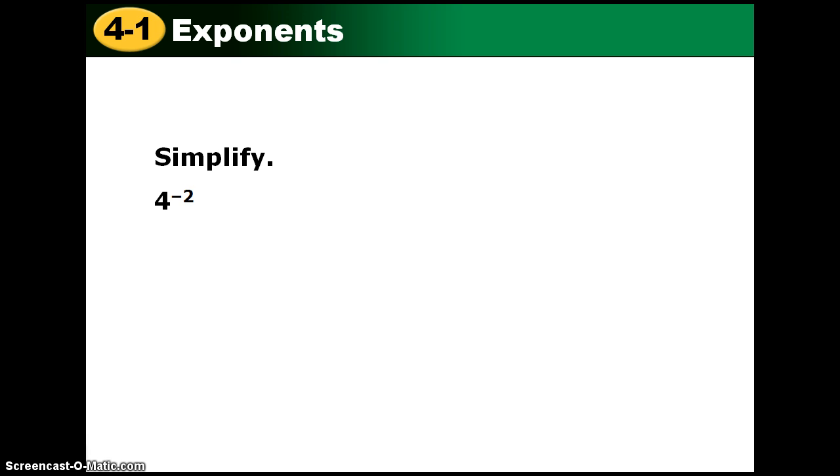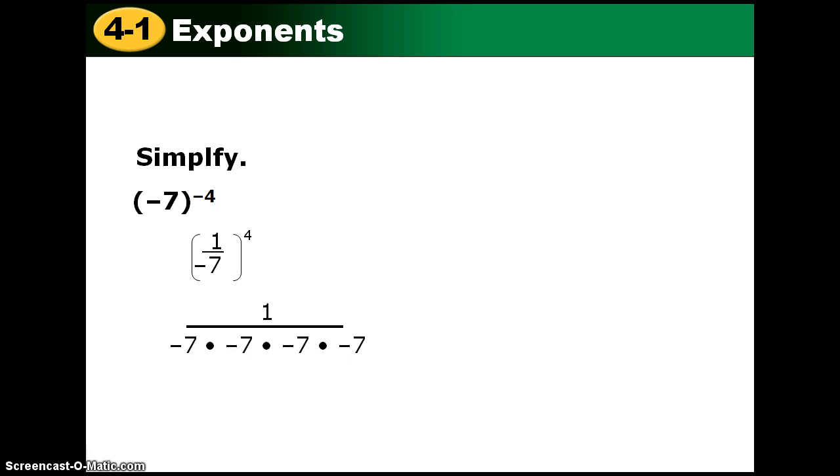4 to the negative second. Well, we know 4 to the positive second would be 16, so this is 1/16. Negative 7 to the negative fourth. 1 over negative 7 to the 4th power, which is 1 over negative 7 times negative 7 times negative 7 times negative 7. 1 over 2,401.